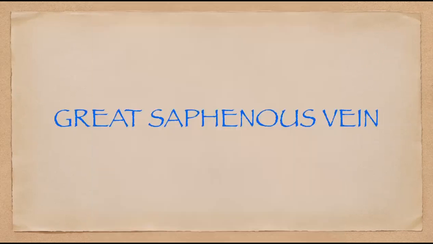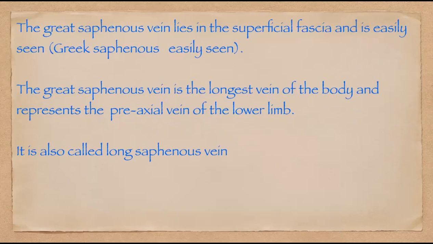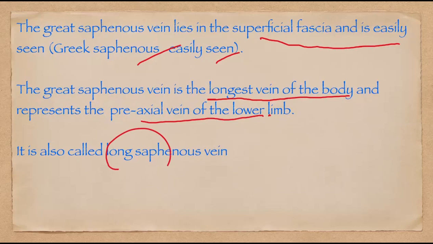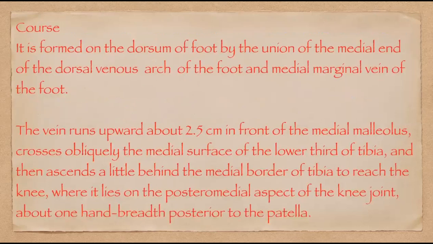Coming to the great saphenous vein. Great saphenous vein lies in the superficial fascia and is easily seen. Saphenous means seen. Great saphenous vein is the longest vein of the body. You are all well versed with the great saphenous vein, right? And it represents the preaxial vein of the lower limb. It is also called the long saphenous vein. In its course, it is formed on the dorsum of the foot by the union of the medial end of the dorsal venous arch and the medial marginal vein of the foot, right?